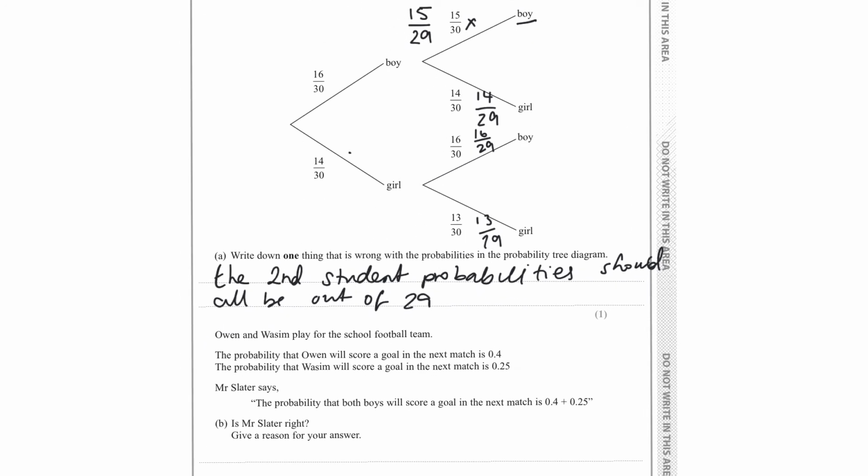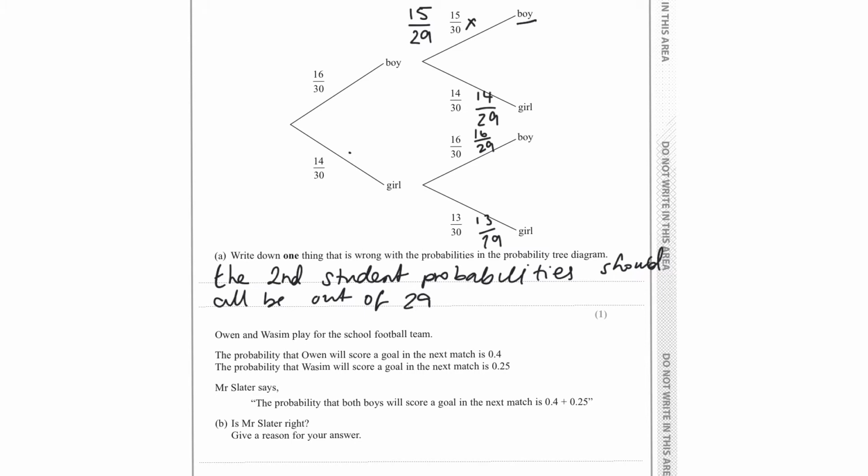Then it says Owen and Wazim, they play for a school football team. So it's given us the probability of Owen scoring the next match and Wazim scoring the next match. So Mr. Slater is saying the probability that both boys will score a goal in the next match is 0.4 plus 0.25. So no, because again, I've got a video on probabilities basically explaining this.